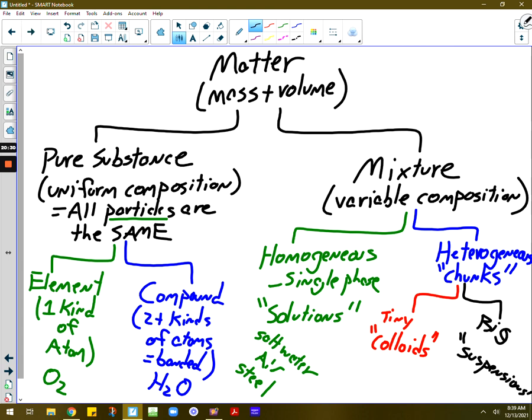One more thing I'll add, sometimes it's hard to tell the difference between a solution and a colloid, because a colloid can look like a solution at first glance. The test that you can do with that is to shine a bright light through it, like a laser beam. These guys here scatter light. These guys over here do not.